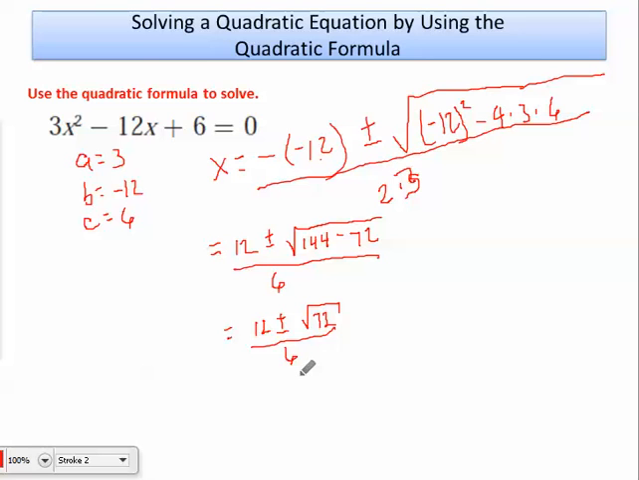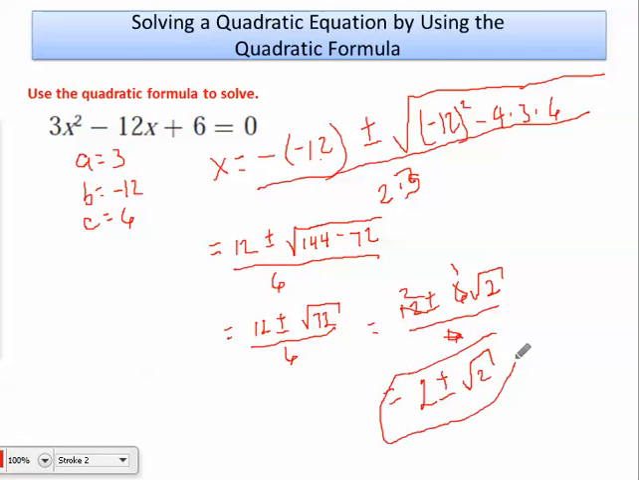72 is 36 times 2. So what I'm going to do is actually factor that a little bit, and I get 12 plus or minus 6 square roots of 2 divided by 6. 6 goes into 12 2 times. 6 goes into 6 one time. So what am I left with? 2 plus or minus the square root of 2. That would be my two solutions that I was looking for. This plus or minus actually gives you two different real numbers. And that would be my solution. Okay?